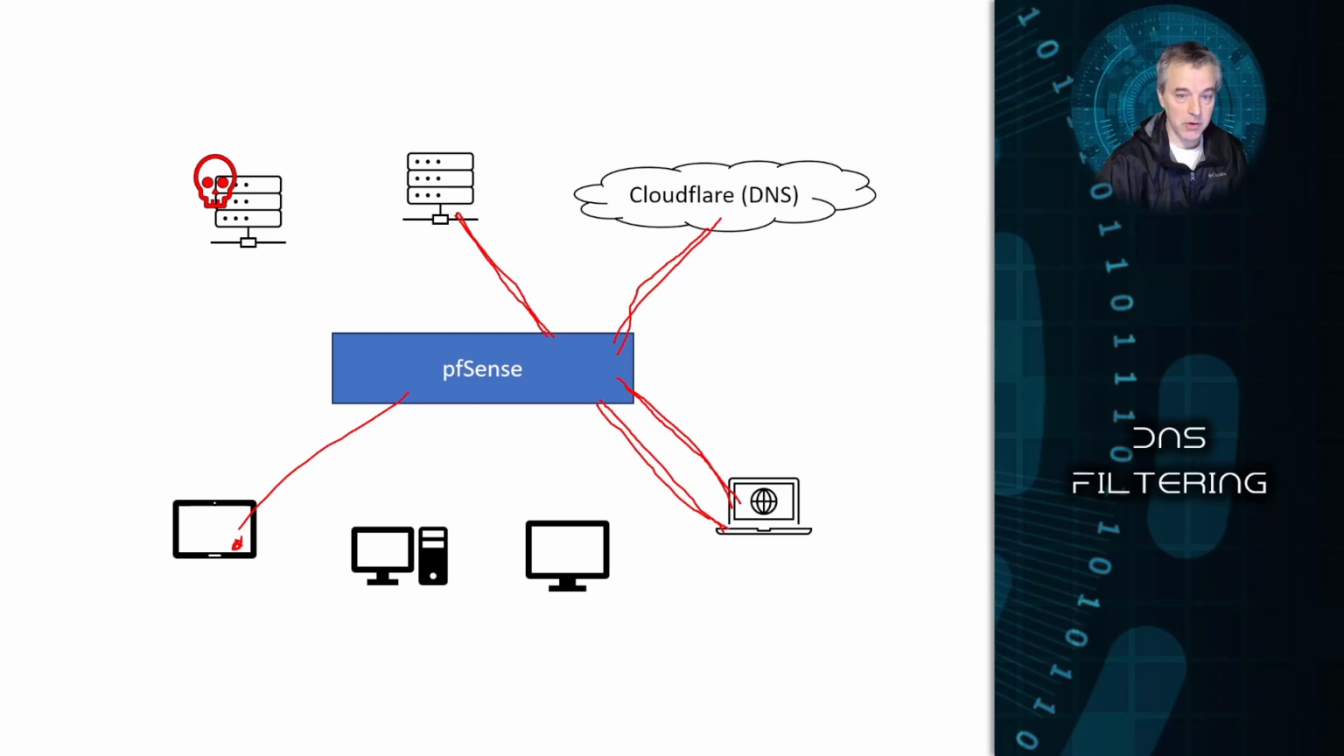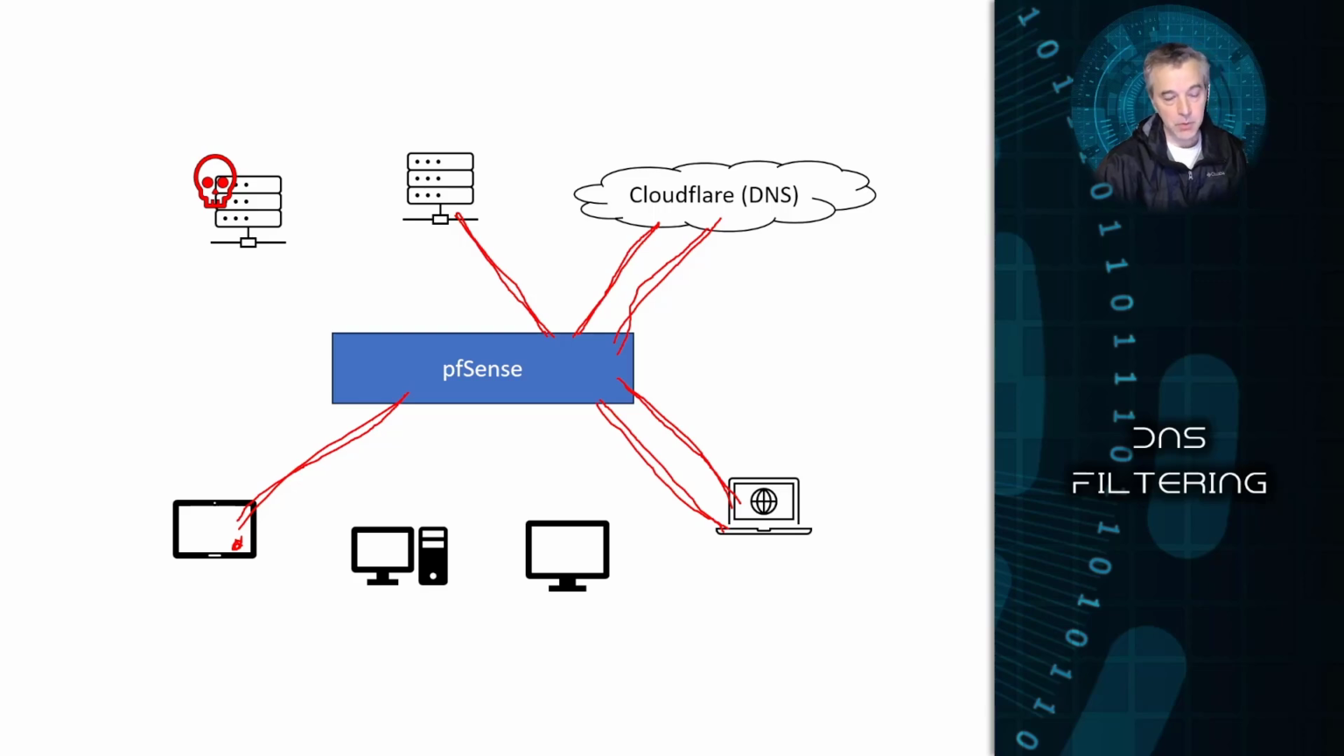pfSense will then connect to Cloudflare again and ask, what is the IP associated with this name? And then Cloudflare says, I know the IP for this particular name, but this name is associated with phishing attempts. You don't want to click it. So instead of returning the actual IP address for this malware server over here, it returns a different IP address back to pfSense, and then pfSense hands that off to the client.